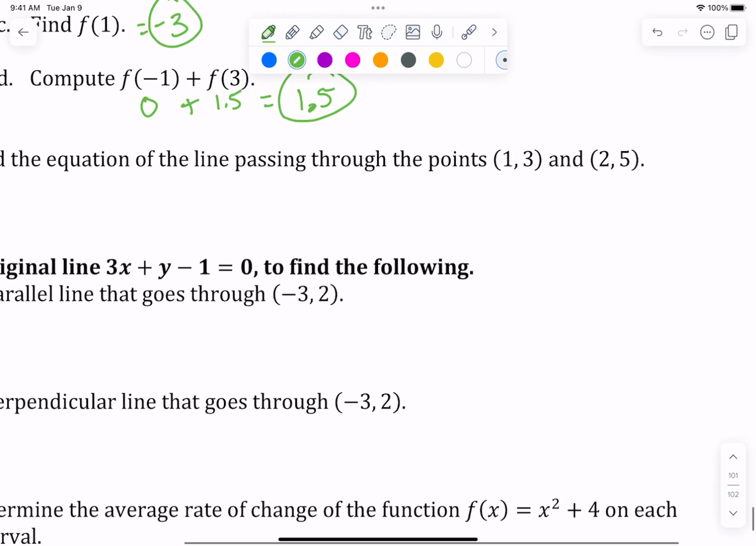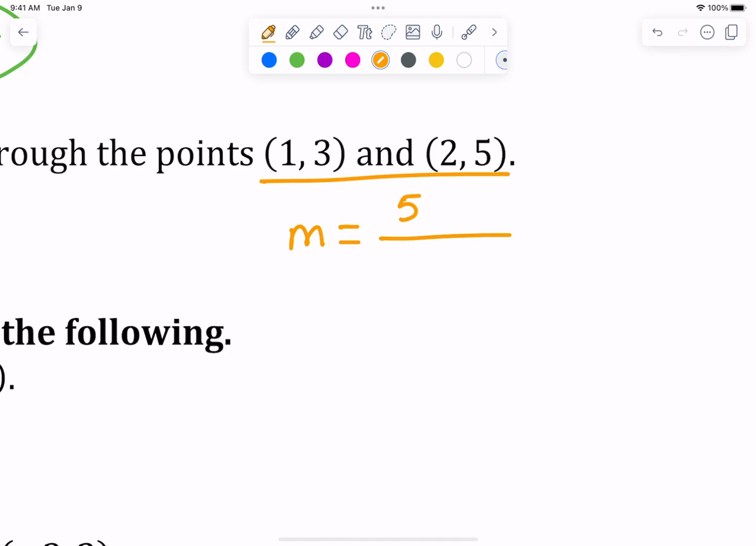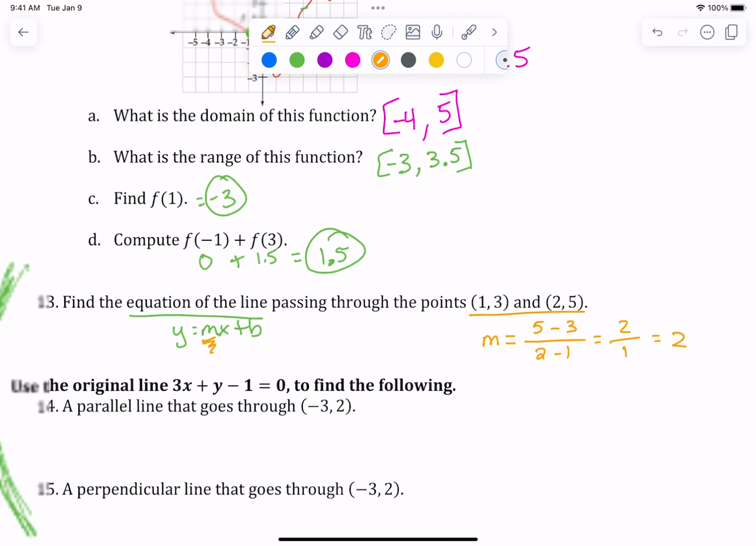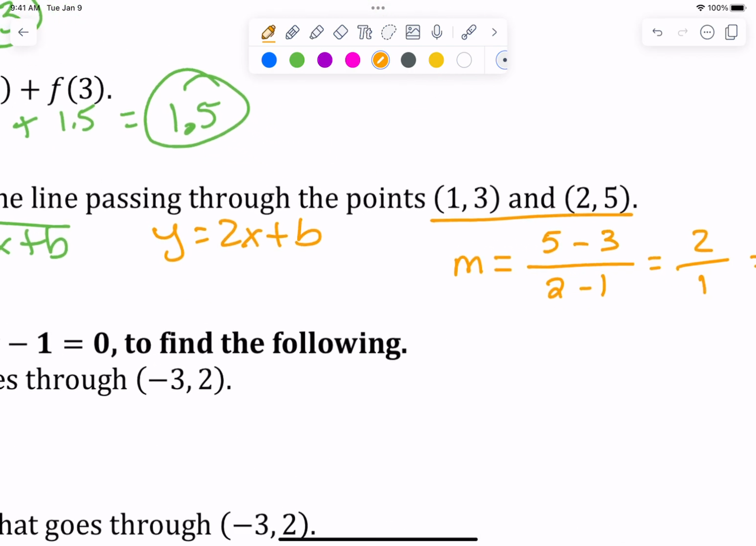Find the equation of a line. What's the equation of a line? Y equals mx plus b. What do I find first? M. How do I find M with this? y2 minus y1 over x2 minus x1. So y2 is 5 minus 3 over 2 minus 1. 5 minus 3 is 2, 2 minus 1 is 1, so the slope is 2. Y equals 2x plus b. Now what?